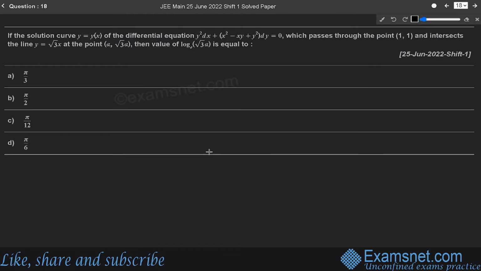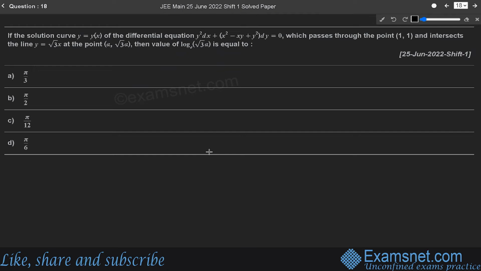Next question is, if the solution for y = y(x) of the differential equation y² dx + (x² − xy + y²) dy = 0, which passes through the point (1, 1) and intersects the line y = √3x at the point (a, √3a), then the value of log_e(√3a) is equal to.